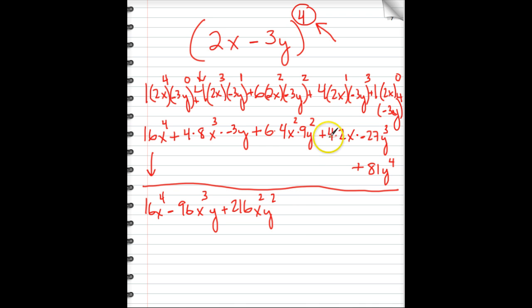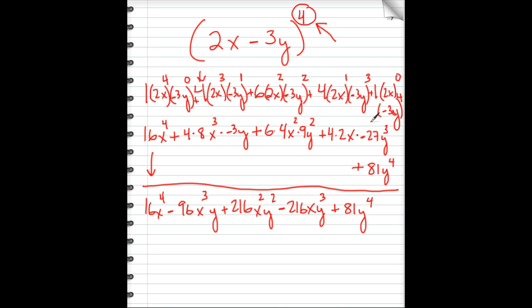Now over here, we have 4 times 2 times a negative 27. 4 times 2 is 8. 8 times negative 27 is negative 216. So that's negative 216, and that was an x and then a y to the third power. And then we have plus 81y to the fourth. Okay, so there you have it.